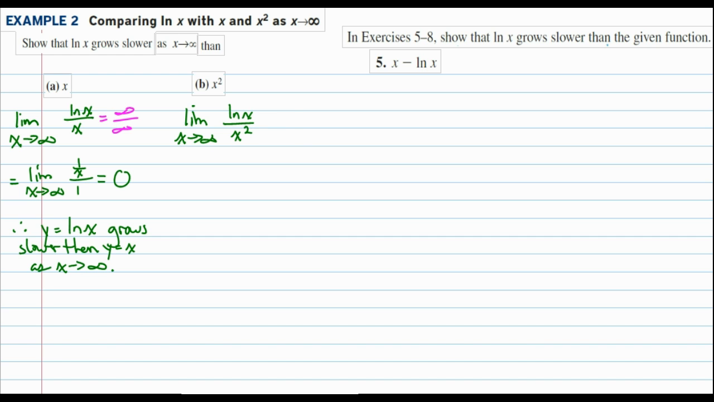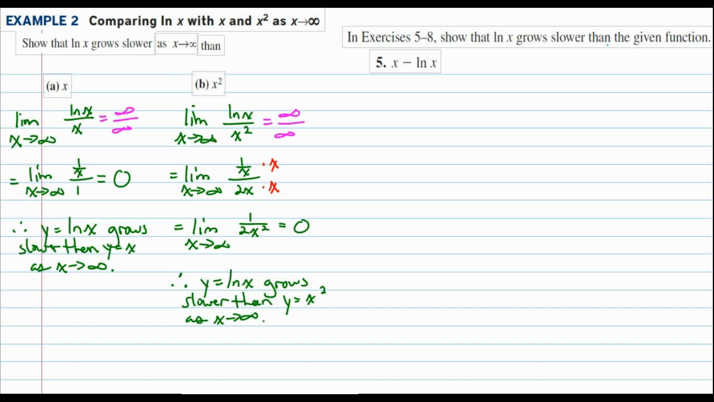Now, as x approaches infinity here, I'm going to get infinity over infinity. So I'm going to use L'Hopital's. The derivative of natural log of x is 1 over x. The derivative of x squared is 2x. I'm going to simplify a little bit by multiplying both the numerator and denominator by x. Now, the limit as x approaches infinity of 1 over 2x squared, 1 divided by a really, really large number, is going to be 0. So I can make my statement then that y equals natural log of x does in fact grow slower than y equals x squared as x approaches infinity.